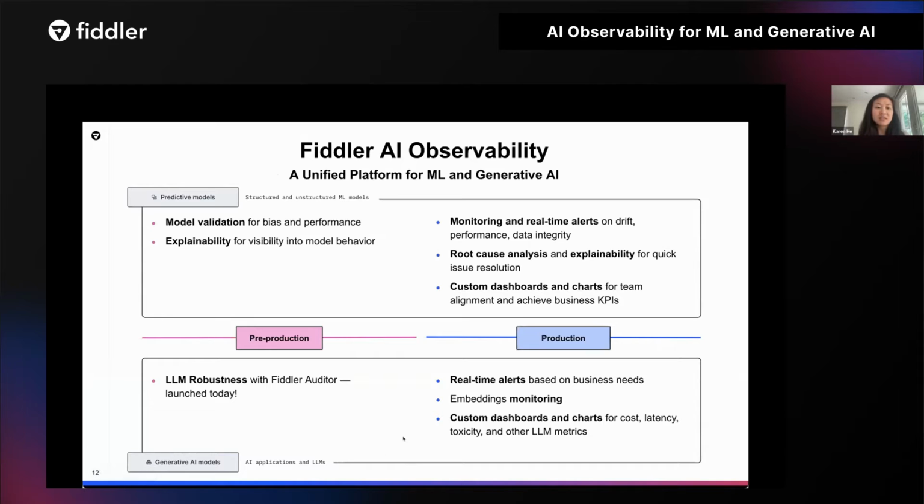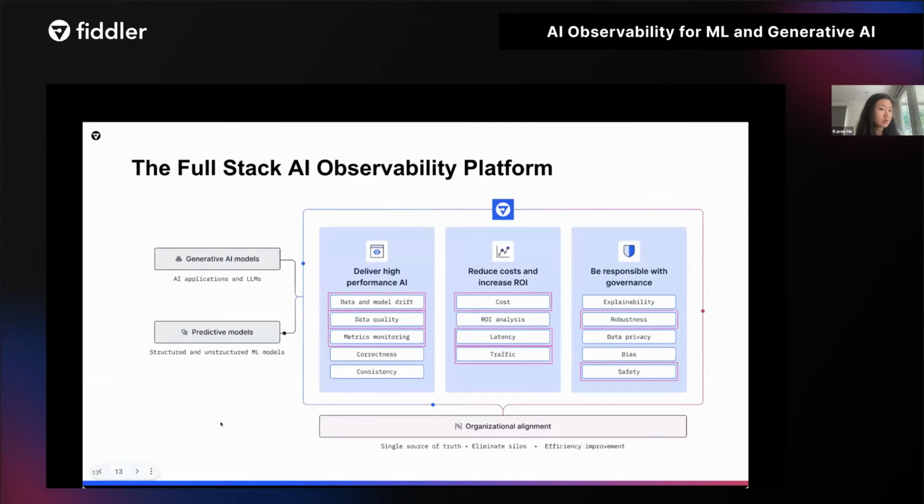As you can see, we provide a unified platform to support predictive models as well as generative AI models in our AI observability platform. Before we go on to the demo sections, I'd like to highlight the key capabilities that we'll be showing throughout the demo in each of these pillars, for example, data drift, quality, metrics monitoring, and so forth.